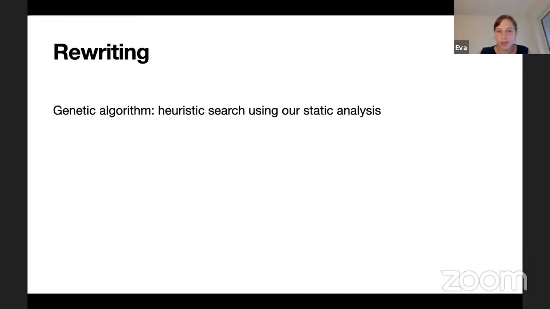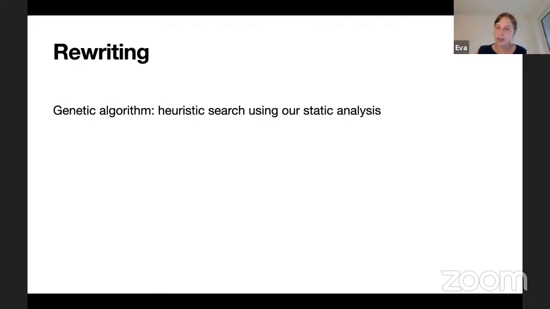Now, it turns out that the problem of finding the optimal evaluation order is NP-hard. So basically, it means if we wanted to find the optimal order, we would have to go through all of the possible rewritings, and there are too many to do that. So we'll do a heuristic search.